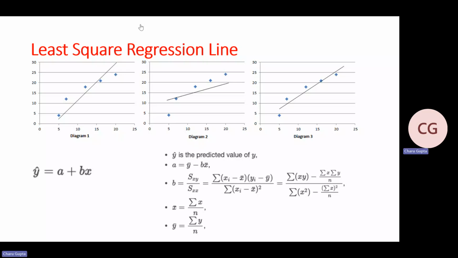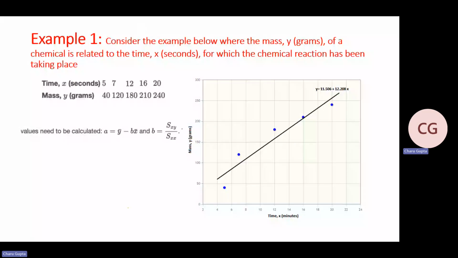So, let us consider a simple question. Consider the example where the mass y, right? I have a relation between a chemical and its time. The chemical is taking a particular time for a particular chemical reaction. So what we are doing, I have to calculate the values of A, right?